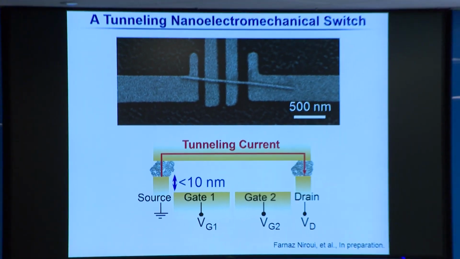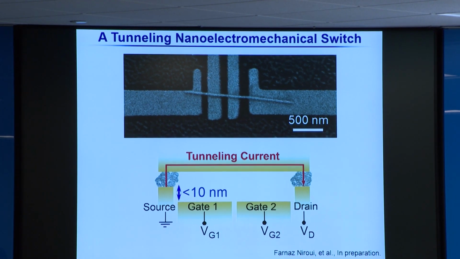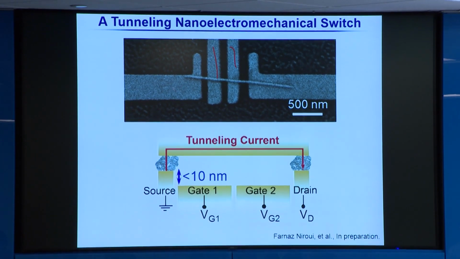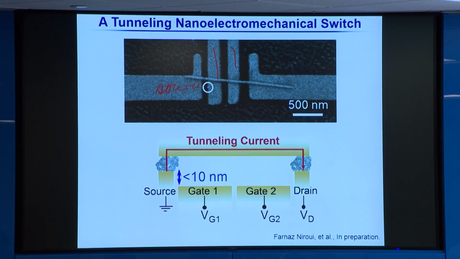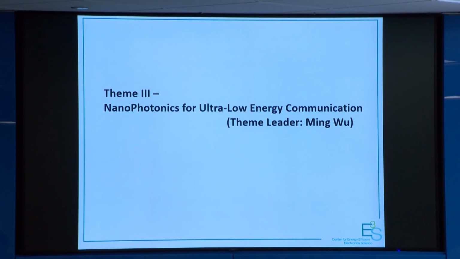Okay, and that gives you an idea of how sharp it is. It's not 10 millivolts, but it's pretty good. And this is a picture of her actual device, where these are the control electrodes. This is the source and drain. And you get the tunneling current coming through this rod. Very interesting. Okay, what about nanophotonics?